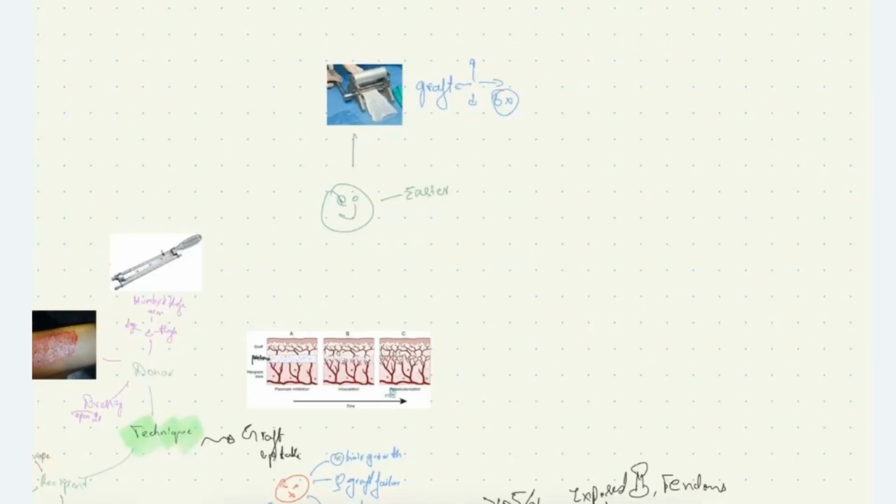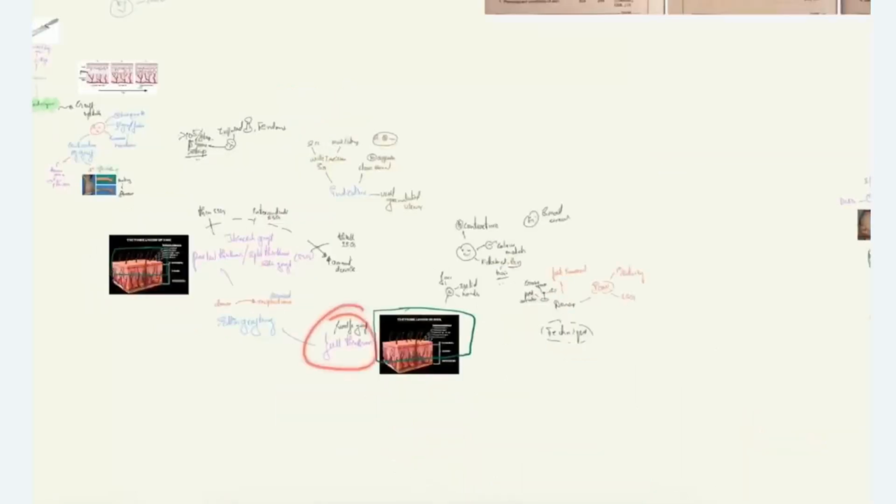So that is one of the advantages of partial thickness skin grafting, where we can increase the size of the graft and cover a larger area or larger defect. In the case of full thickness, we can't do that. Only smaller defects can be covered. This is all about skin grafting.